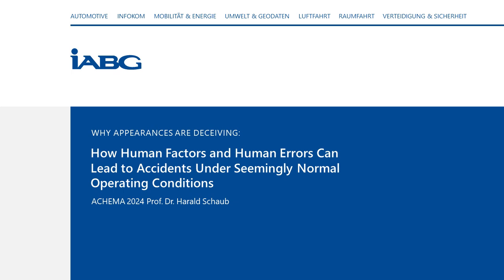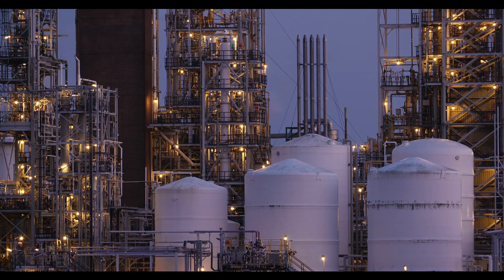Why appearances are deceiving. How human factors and human errors can lead to accidents under seemingly normal operating conditions. In critical workplaces and human-system interaction, the importance of human factors and human error is crucial, as the effects of accidents can often be catastrophic, both for people and the environment. This is true for many industries, especially for workplaces in the chemical industry.